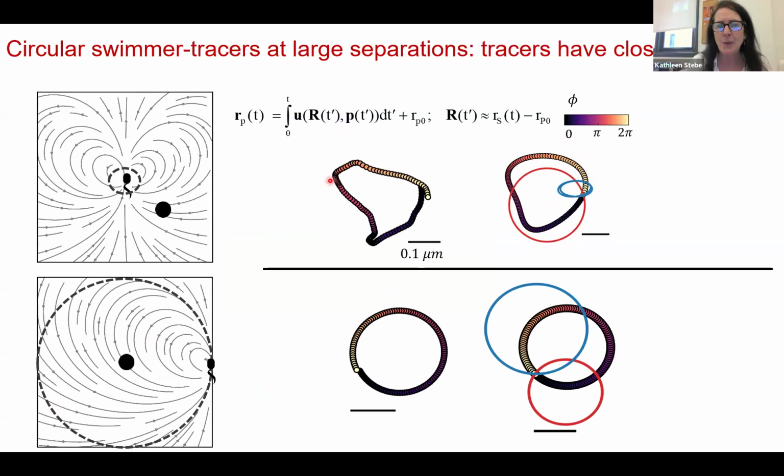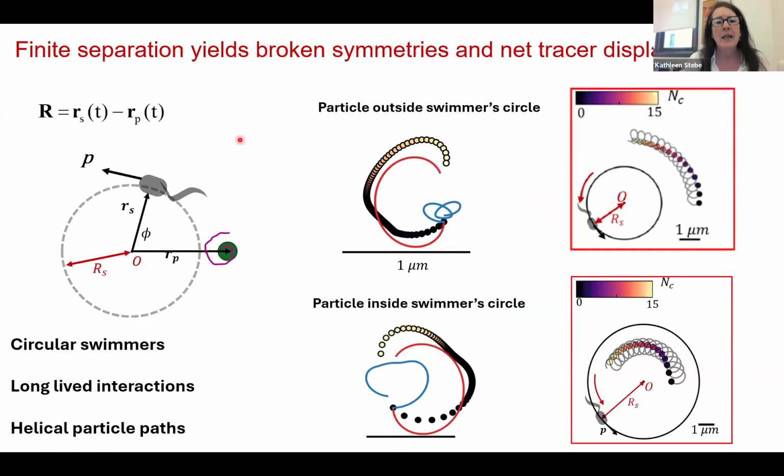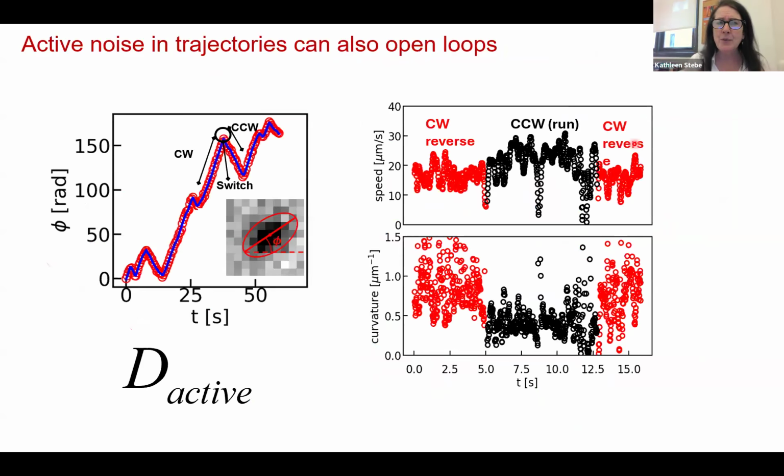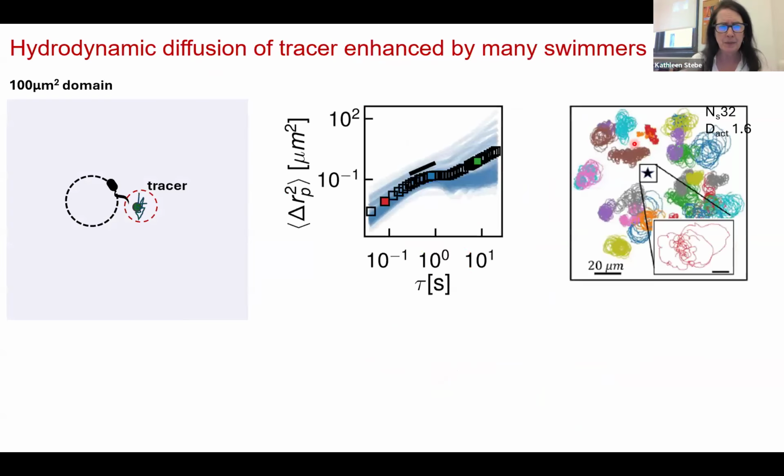This is reconstructed from her experiments, and we see that along closed circles in the far field, we're going to get closed paths. This is not great for mixing. If we're at finite separations, however, we can break the symmetry, generate open paths, and multiple circular swimming can generate helical displacements of our probes and really pronounced mixing. Active noise in the swimmer trajectories can also contribute to these open loops.